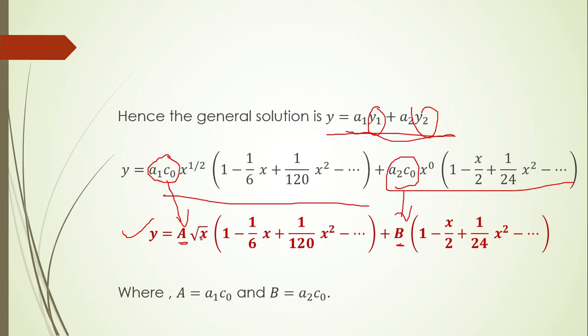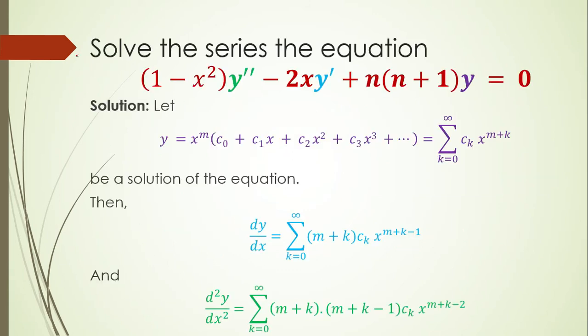Y is equal to a into root x into 1 minus 1 by 6 into x plus 1 upon 120 into x square minus up to infinity plus b into 1 minus x by 2 plus 1 by 24 into x square minus up to infinity. Complete the first problem. Now second, solve the series equation (1 minus x square) into the second derivative of y minus 2x into the first derivative of y plus n into (n plus 1) y is equal to 0.